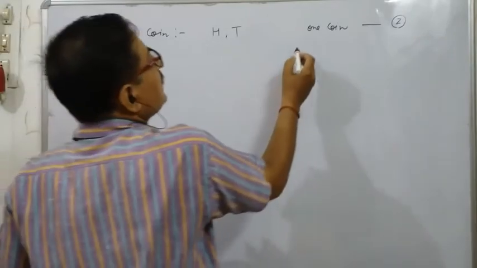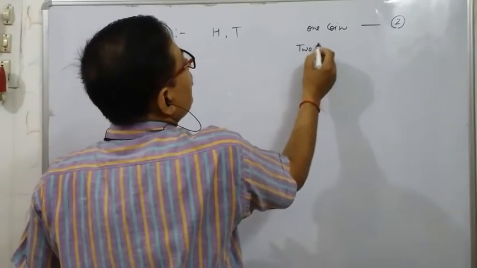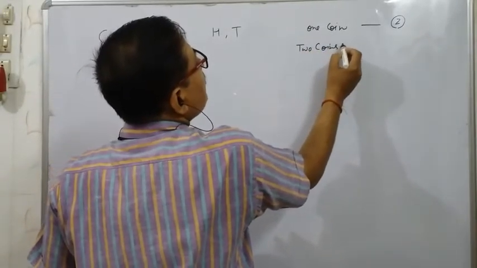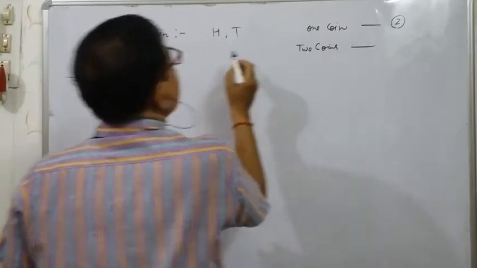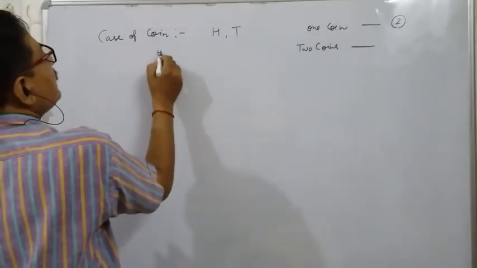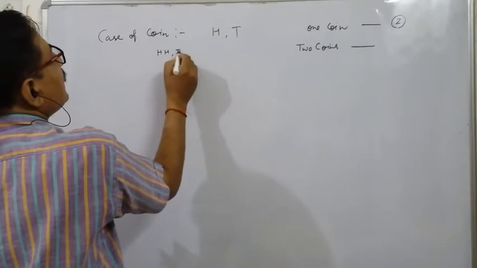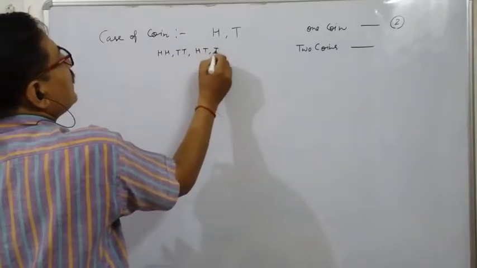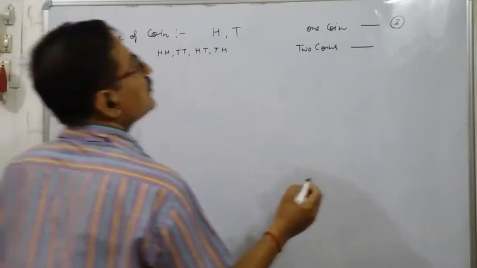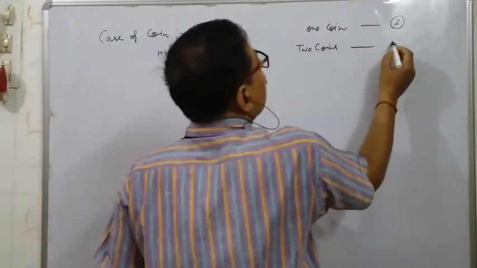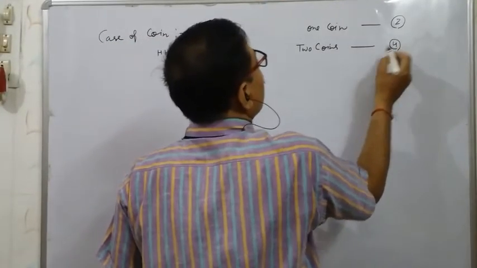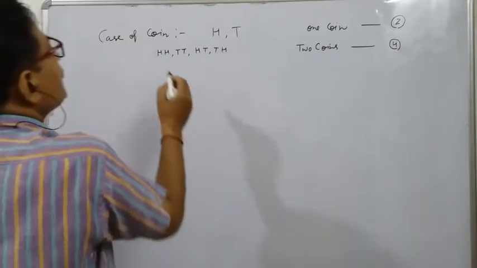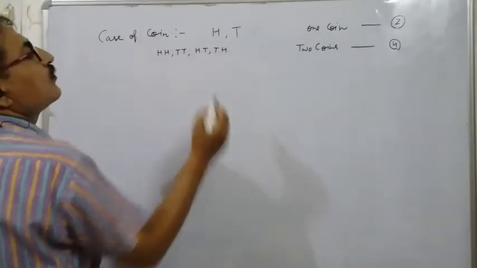When two coins are there, the total number of outcomes you will see are: head-head, head-tail, tail-head, or tail-tail. That means the total is 4. See, 4 outcomes: 1, 2, 3, 4.